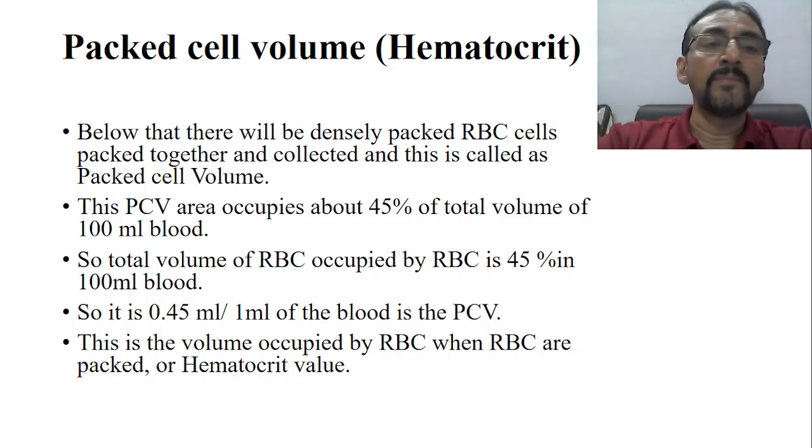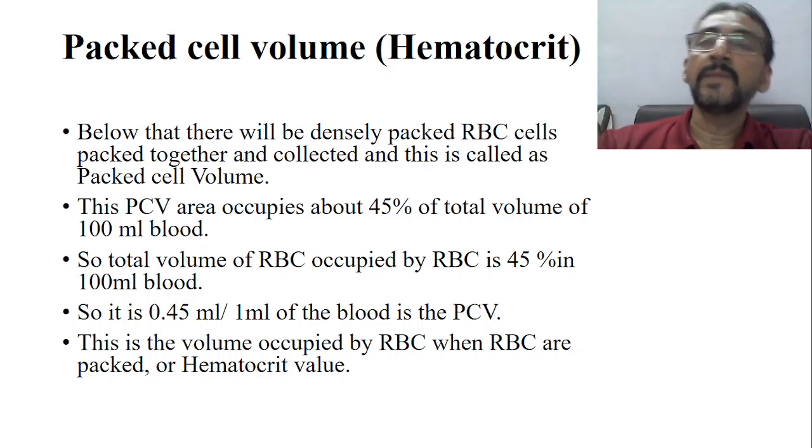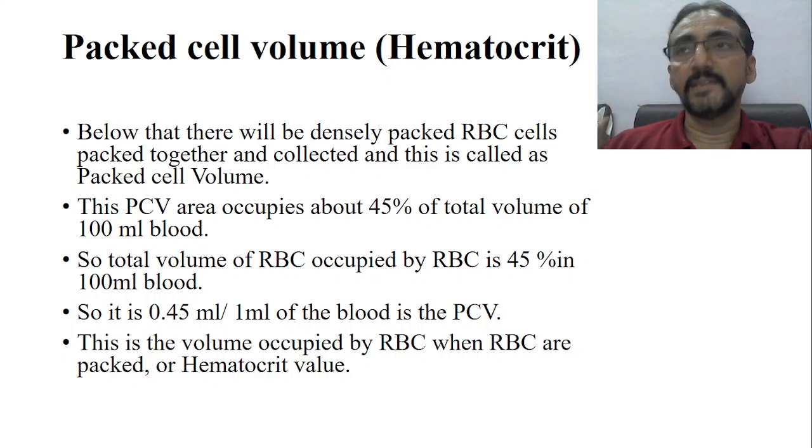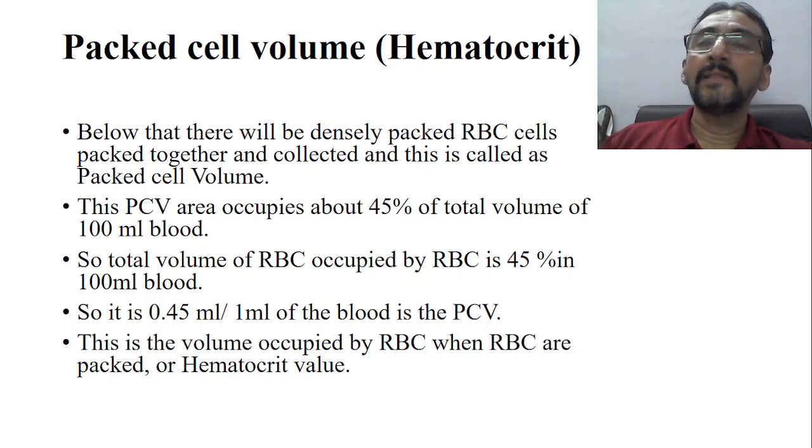Now take the example. Suppose I am taking 100 ml of the blood, then after centrifugation, जो PCV जो नीचे बचता है, that is about 45% of the total volume of the 100 ml of the blood. In a normal person, the volume of the PCV is almost 45%. बाकी जो 55% है, that is plasma and other things. 45% will be collected in the bottommost area, and that is called PCV.